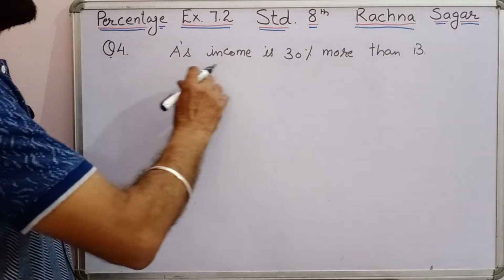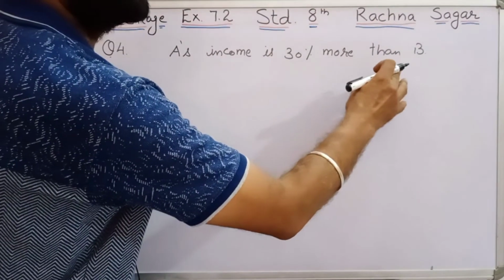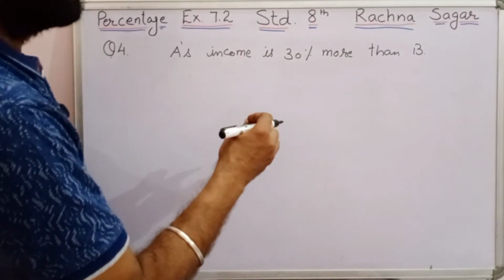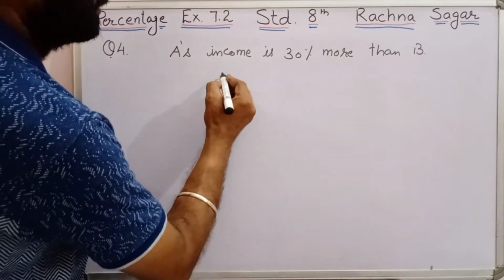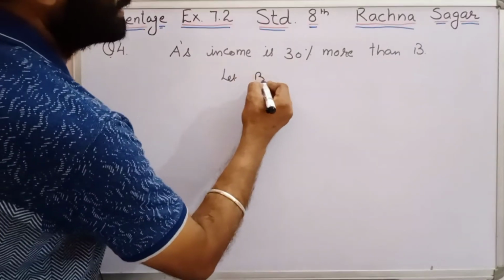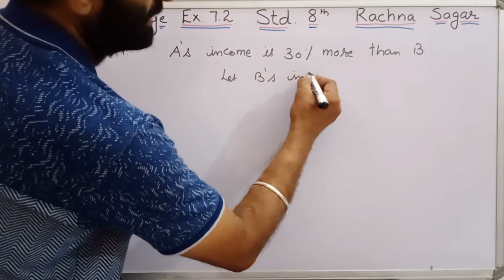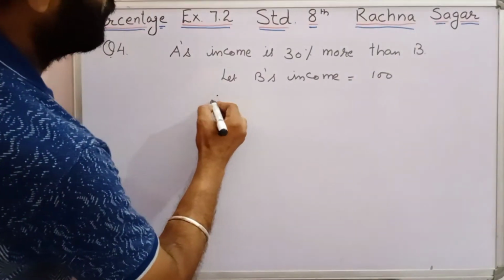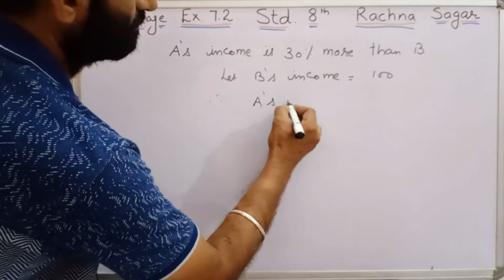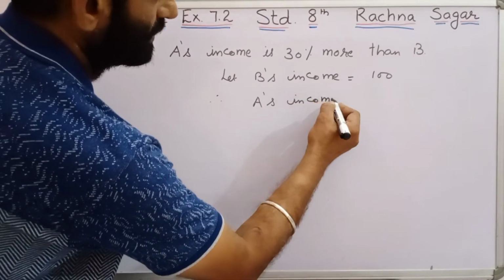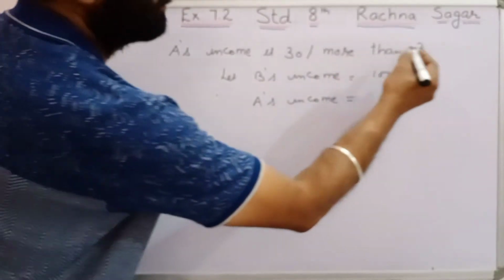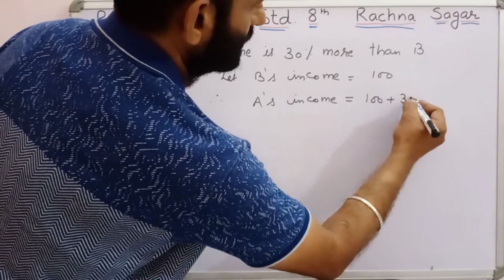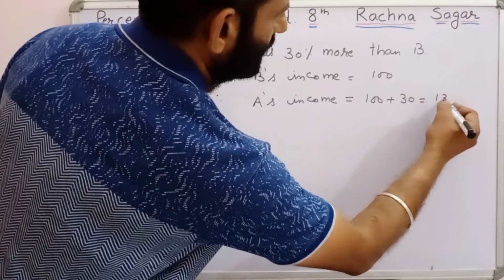Question number 4. A's income is 30% more than that of B. By what percent is B's income less than that of A? We will suppose B's income is rupees 100. Therefore A's income is 30% more than B. 30% of 100 is 30. Therefore A's income becomes 100 plus 30, that is 130.